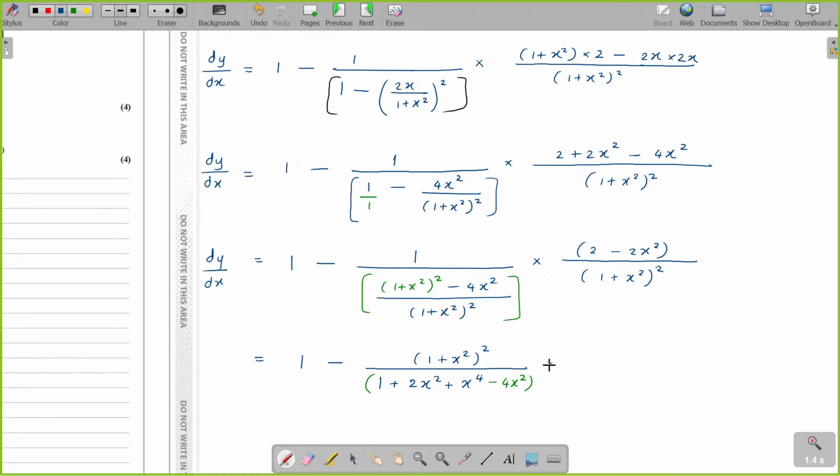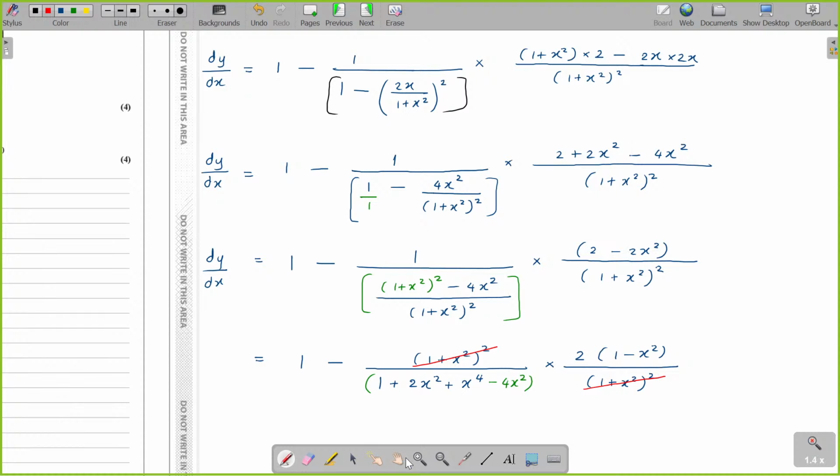And over there on the other side, what do I have? 2 minus 2x square. I can actually take a 2 out, isn't it? Taking 2 out gives me 1 minus x square over (1 plus x square) square. What is the next ideal step? What do we cut? The numerator and denominator (1 plus x square) square can be completely cut out. Do you agree?